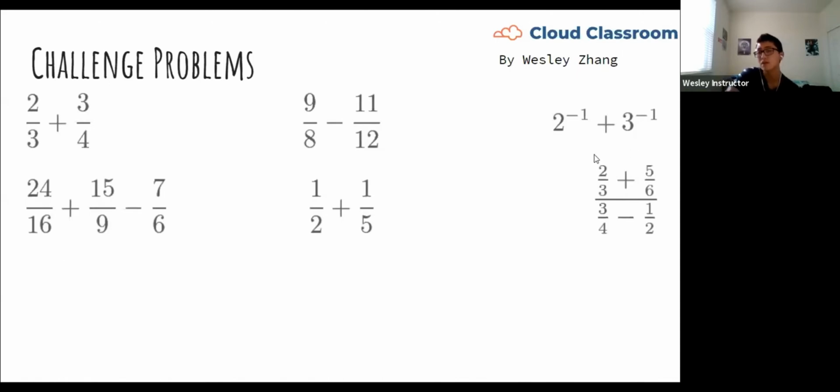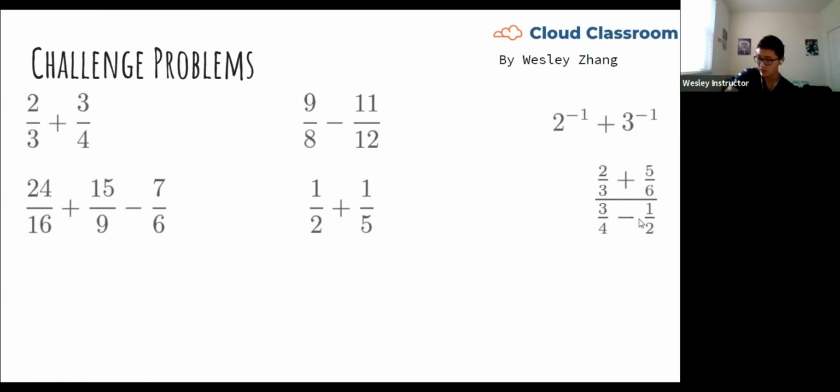And the last one, we have to find the LCM of the top and the bottom. So for 2/3, we multiply by 2/2 to get a common denominator of 6. So then that's 4/6 plus 5/6, and that gives us, on the top, 9/6. And then on the bottom, 1/2 is also 2/4. So 3/4 minus 2/4 gives us 1/4.